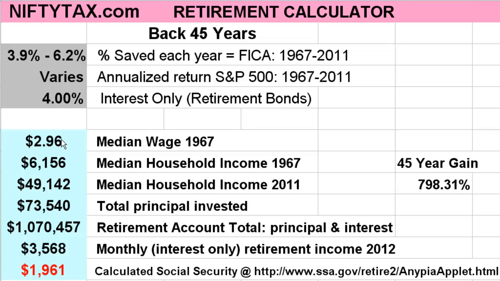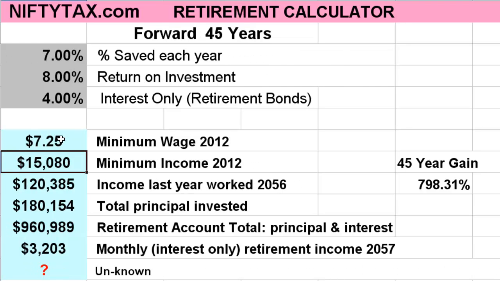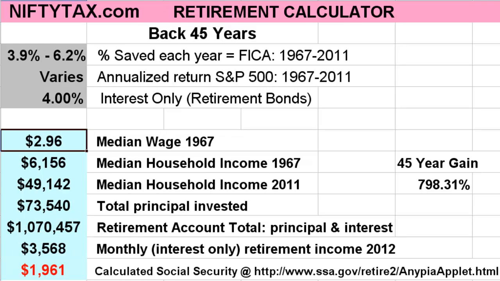In the next example, we're going to start out in 2012 making $7.25 an hour, which is the minimum wage, and we're going to increase that to the median household income, computed using the gain that we saw in the prior example of 798.3%. You'll notice that the retirement account total principal and interest is less than what it was in the median household income example, where we had over $1 million in that account.